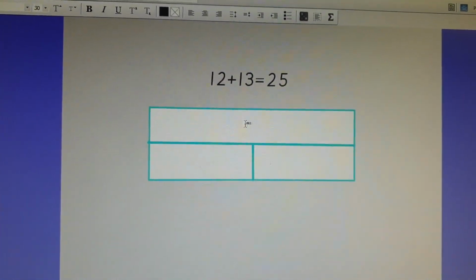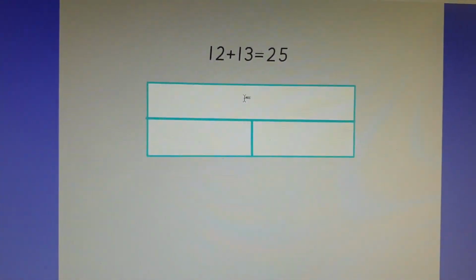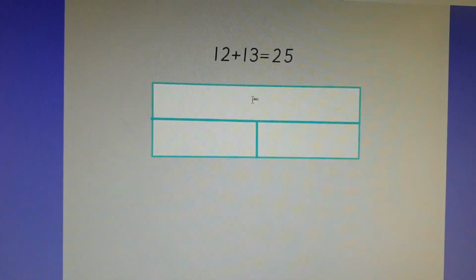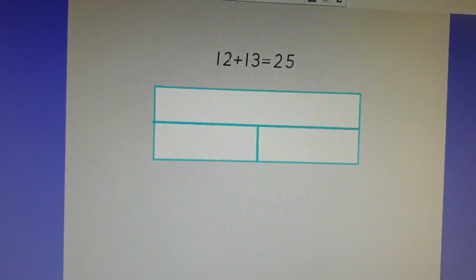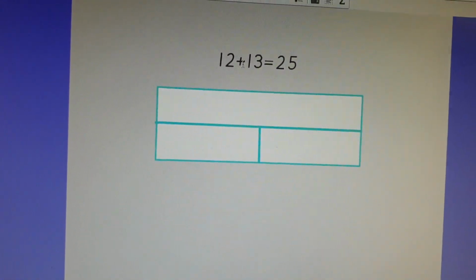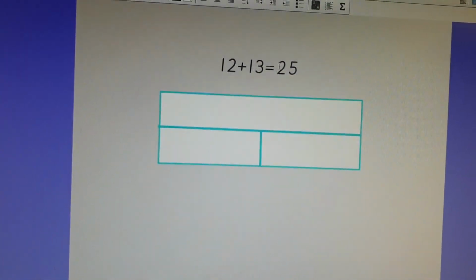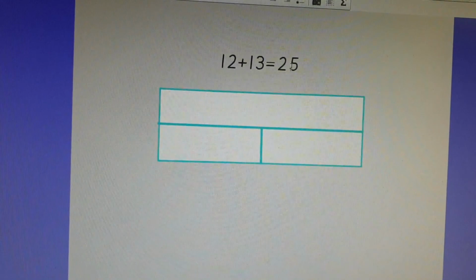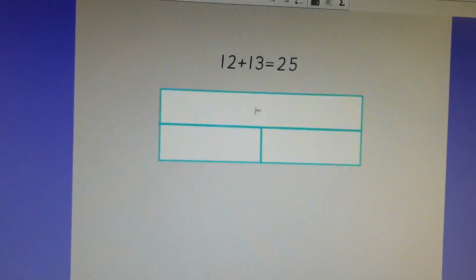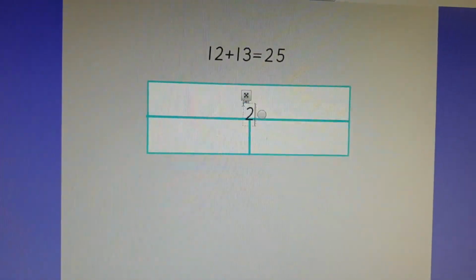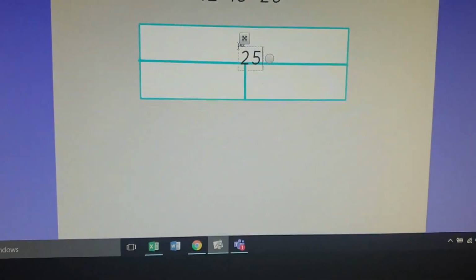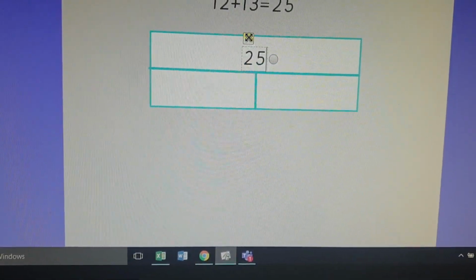The top part of my bar is what we call the whole. It's the whole number, the total. So when we have an addition number sentence, the whole, the number that goes in that top bit, can be found with the equal sign. It is the answer to whatever our numbers added together are. So my whole is 25. So that number goes in the top.